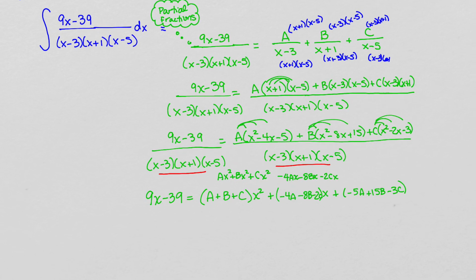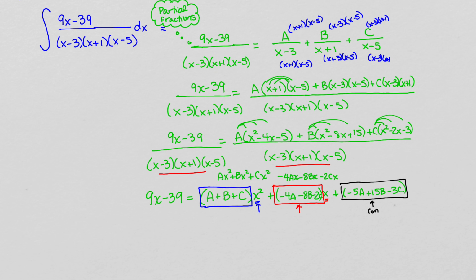We would look at our coefficients. So a plus b plus c is the coefficient on x squared term. Negative 4a minus 8b minus 2c is the coefficient on the x term. And negative 5a plus 15b minus 3c, well, that's simply my constant, correct? So this is my constant. This middle one is the coefficient on x. And the first one is the coefficient of x squared.